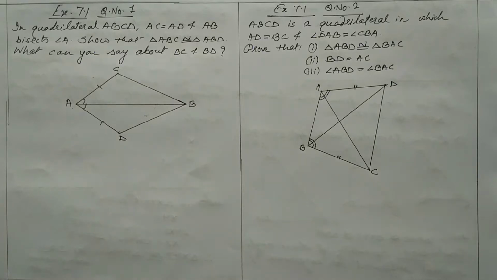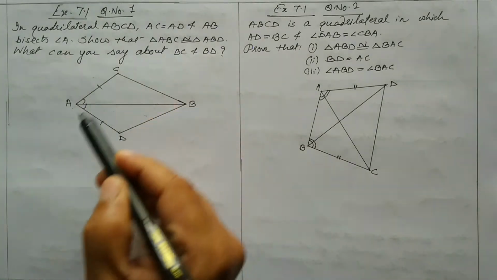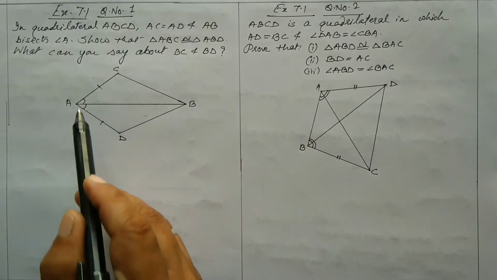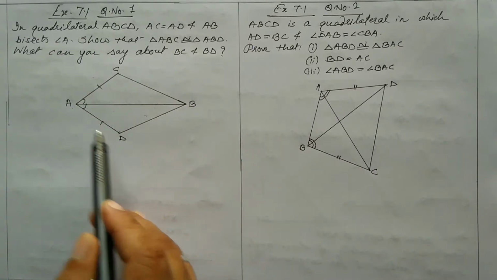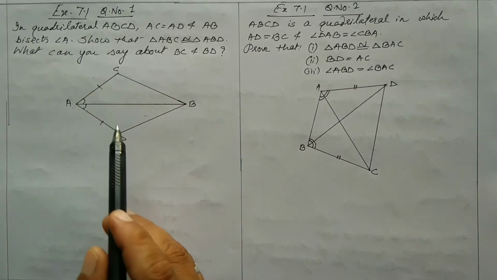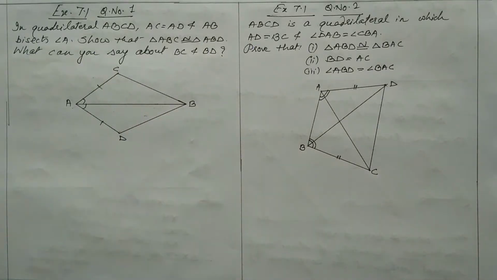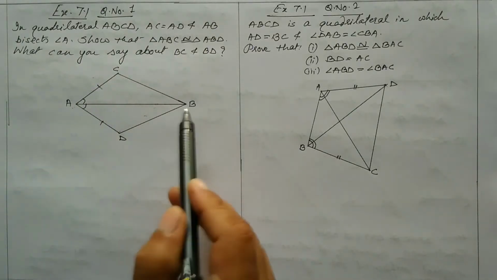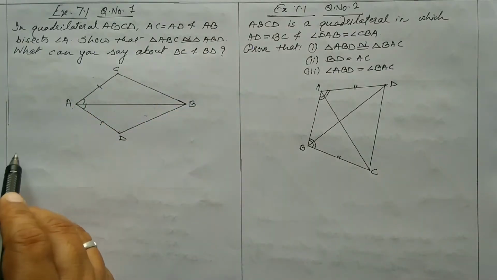Let us see question number 1 of exercise 7.1. Here it is given ABCD is a quadrilateral and AC is equal to AD and AB is bisecting angle A. What is the meaning? Angle CAB is equal to DAB, and you have to prove that triangle ABC is congruent to triangle ABD. And they have asked further, what can you say about BC and BD? So let us see the proof of this.